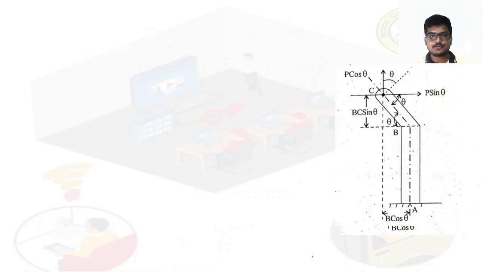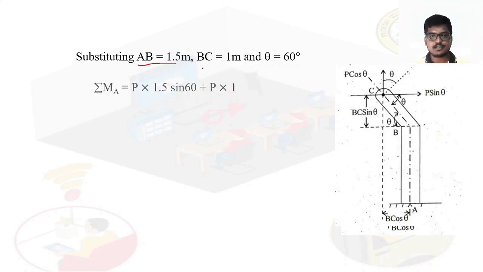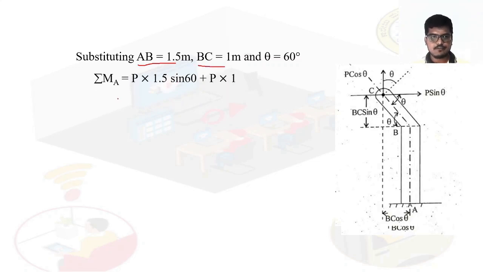Now, in the same figure, we will substitute the values of AB, that is 1.5 meter, BC equal to 1 meter, and theta equal to 60 degrees in the equation. That is moment about A is equal to P into 1.5 sin 60 plus P into 1. So it is 2.299 P Newton meter. The unit of moment is Newton meter.